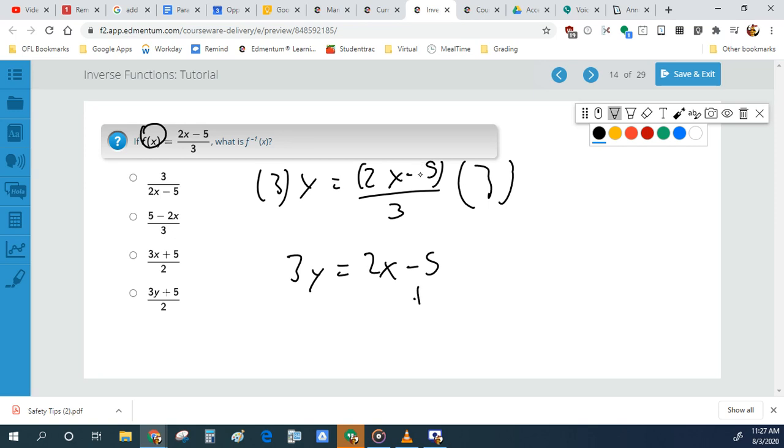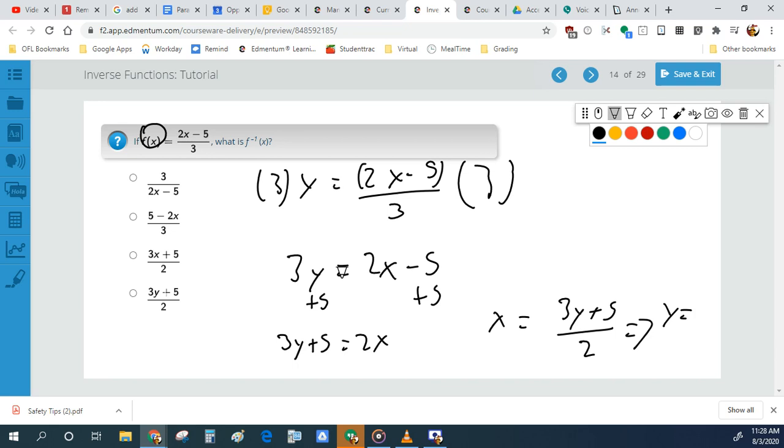So now we have to add 5 to both sides. These are not like terms. This 3y and that 5 are not like terms. So it becomes 3y plus 5 equals 2x. And now we have to divide by 2. So we get x equals (3y plus 5) divided by 2. And we're going to switch our x and y. So that becomes y equals (3x plus 5) over 2.